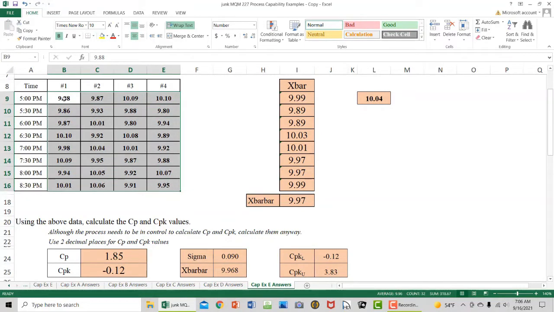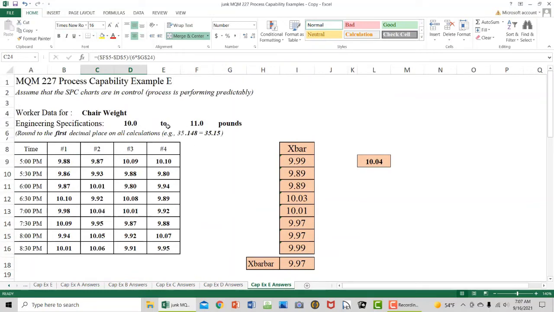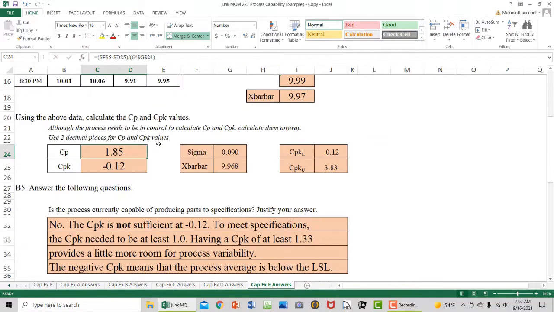Also notice that little white thing there, that really is part of it. It just doesn't show because it's being shaded. When I click on it and drag it over, it doesn't show, but it really is included. And the CP is going to be 11 minus 10, which is 1, divided by 6 standard deviations, so 6 times this number.